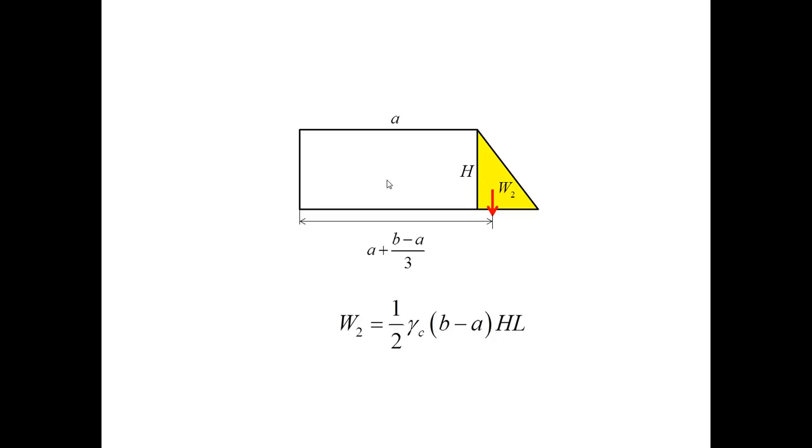Next, I will proceed with the triangle. Again, the weight is the specific weight times volume: the specific weight gamma sub c for the concrete, the volume of the triangular prism, the base is b minus a, the height h, and the out of plane dimension is L.